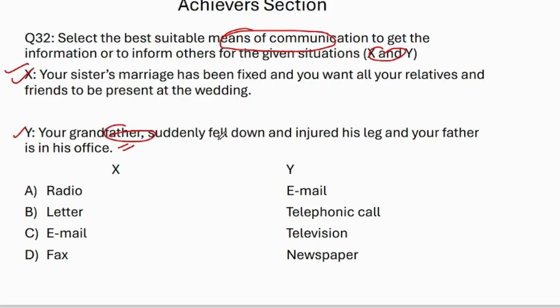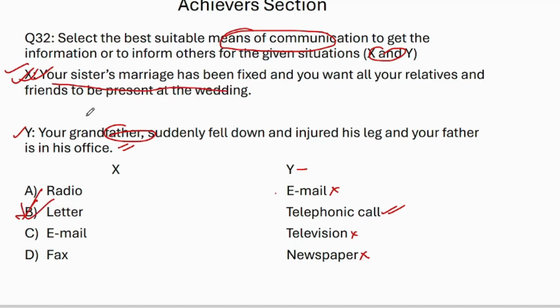So you need to choose the right means of communication. Your grandfather has suddenly fallen down. This is the situation. Will you send an email to your father? No, this is wrong. Will you broadcast it on television? No, of course not. Will you get it published in the newspaper? No, you will make a telephonic call. Even if we don't read situation X, just by elimination, you know that the right option is B. Okay, so let's read situation X.